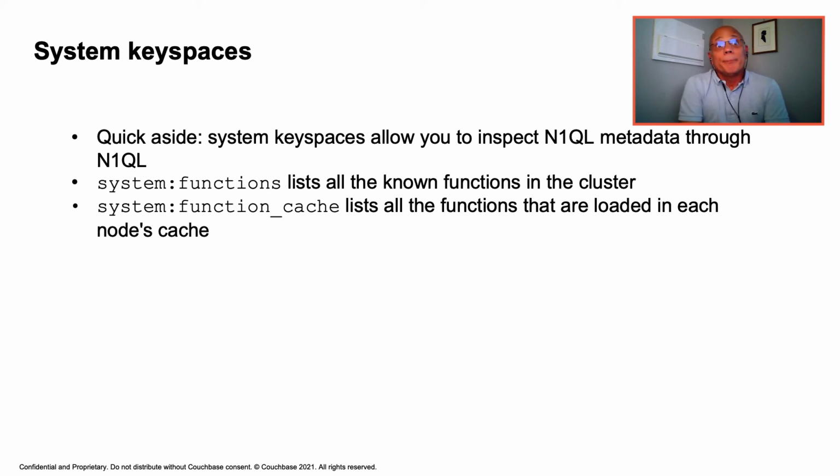The other system keyspace is system:functions_cache. The difference between functions and functions cache is that functions cache will list the functions that are loaded in the cache of each individual node. This is more used for diagnostic purposes. If you've got misbehavior, you could check the cache and see what you've got loaded and what you've got unloaded. You could even delete entries from the function cache, and that would refresh the cache.